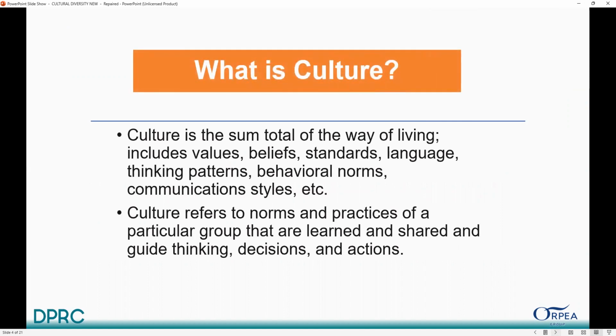What is culture? Culture is the sum total of the way of living, and includes values, beliefs, standards, languages, thinking patterns, behavioral norms, communication styles, etc. Culture refers to norms and practices of a particular group that are learned and shared and guide thinking, decisions, and actions.